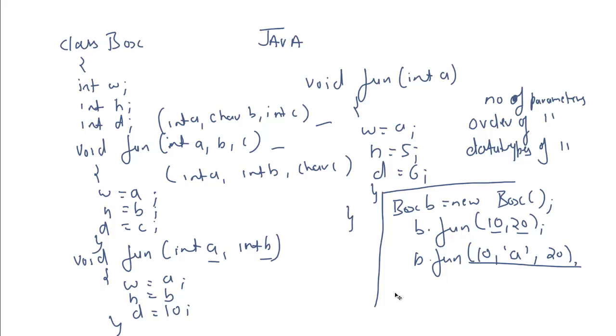Now assume that I have a method something like this, void add int a int b.